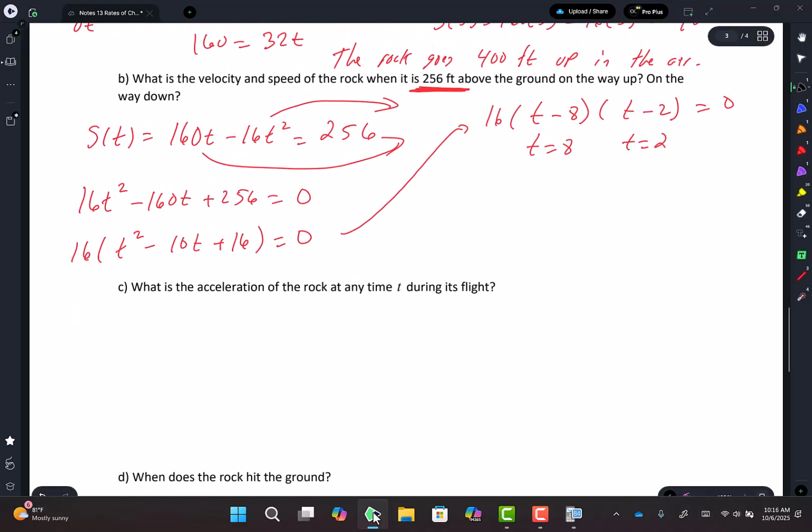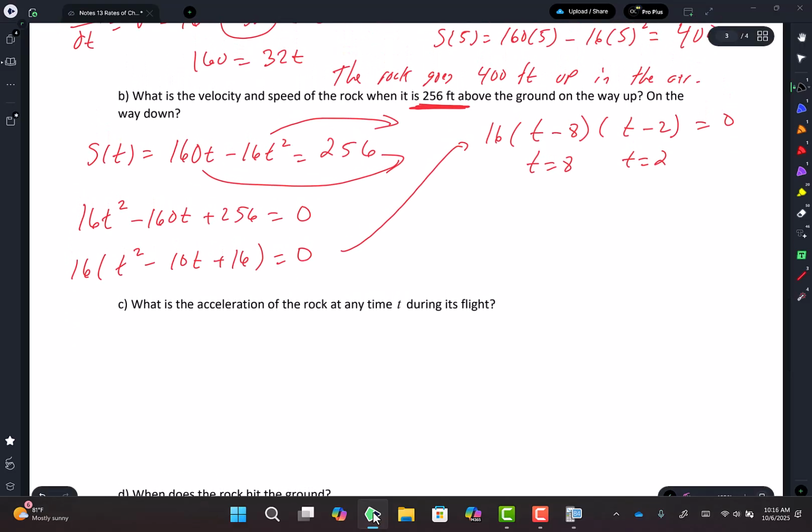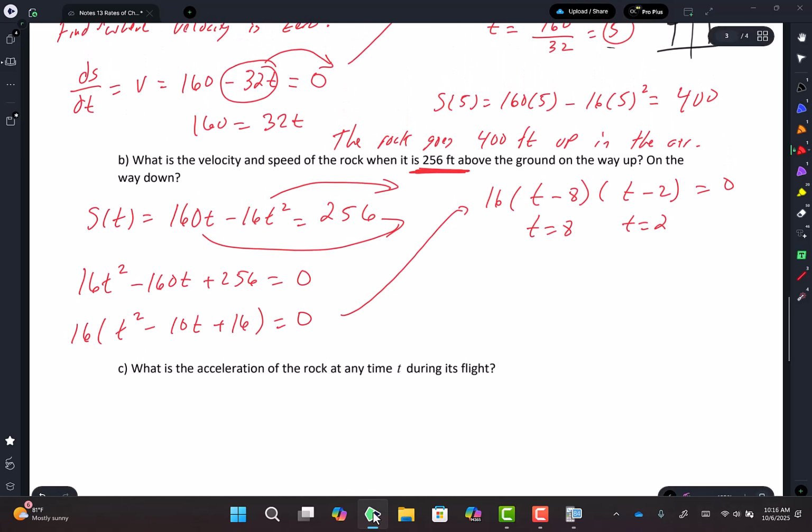I'm confused. Okay, so you said that t is equal to time? Yes. I haven't found the speed yet. We're not done yet, right? No, no, because I was like, I'm confused. Okay. Here we go.